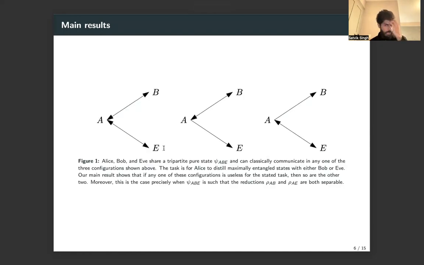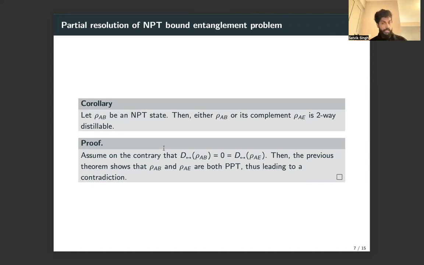All right, so let me quickly state a very simple corollary of this result, which can be considered a partial resolution of the usual NPT bound entanglement problem of the bipartite case. The corollary says that if you have a bipartite state which is not PPT, then either you can distill entanglement from the state itself, or you can do it from its complement, and this is in the two-way setting. And why is this true?